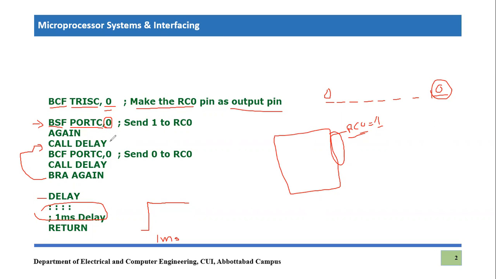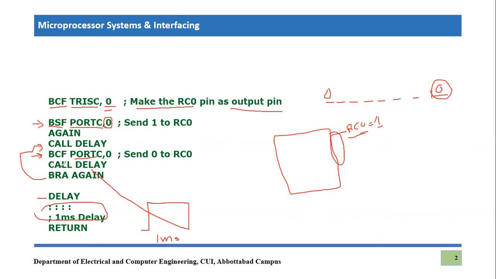So here I actually jumped to delay. So what will happen? I will come back and next we will execute this instruction, which is BCF. BCF means bit clear file. In a file register, a single bit would be cleared. And what file register? Port C. So again, we are dealing with port C and we are making this pin 0. Earlier we made it equal to 1 and now we are making it equal to 0. So this will become 0 again.